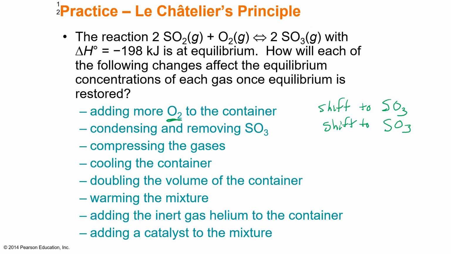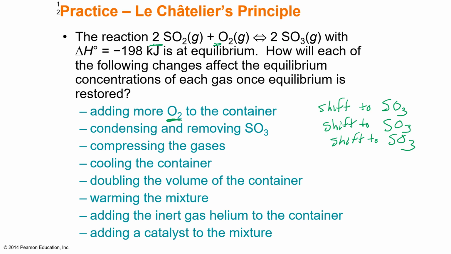What if we compress the gases? If we compress the gases, we're increasing the pressure. We're going to have to look at the coefficients in front of our balanced chemical reaction. By compressing the gases, we have more moles of gas on the left side of our reaction and less on the right. So this is going to shift towards the side with fewer moles of gas. So we're shifting to the SO3.